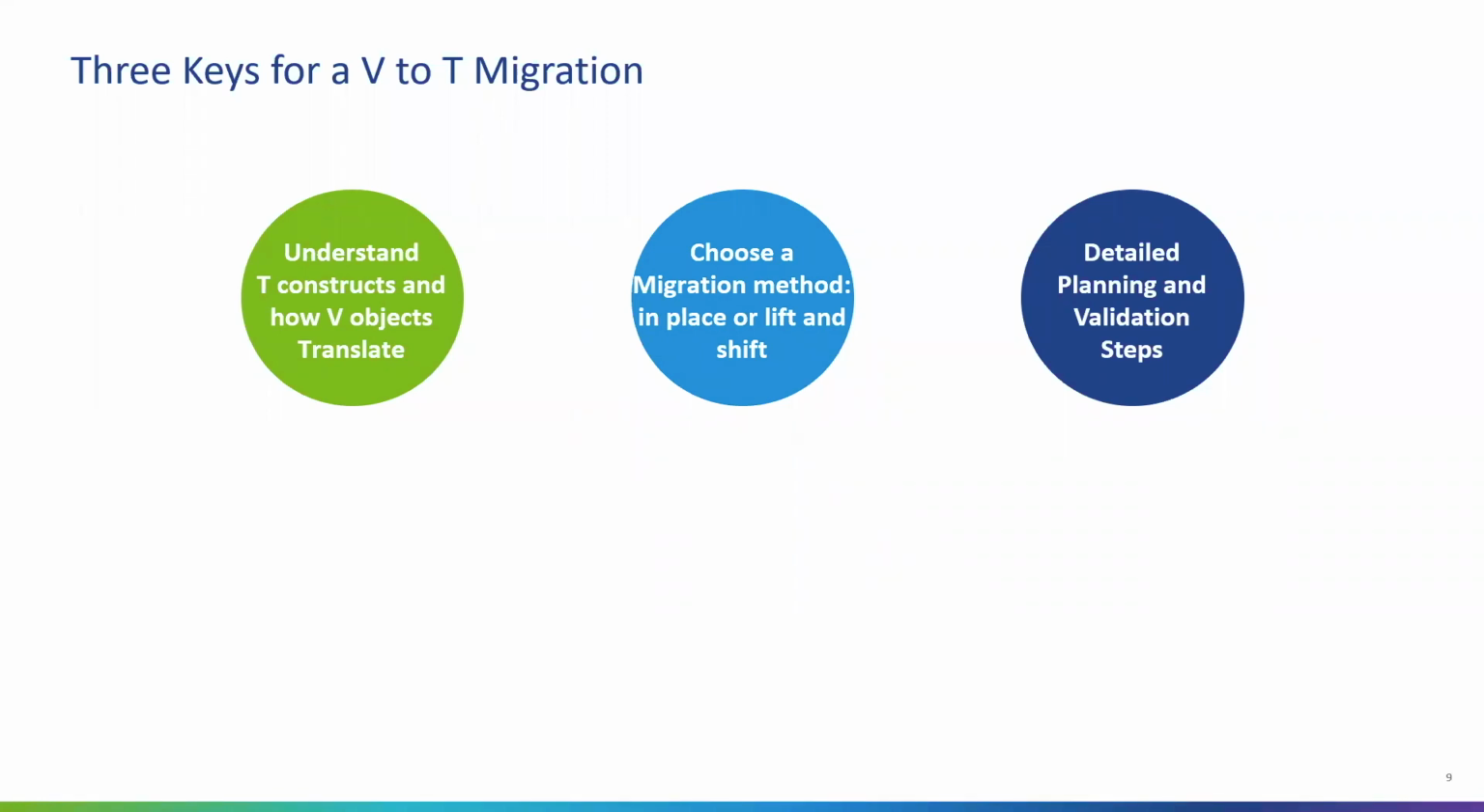Yeah, so the first one is interesting, right? So understand how T constructs convert to V. And there's really 2 parts to that, or maybe 3 parts. There's networking, there's security, and then there's the services like the load balancer, the VPN capabilities, those type of things. The first one would be the networking. There's no more concept of a DLR control VM.